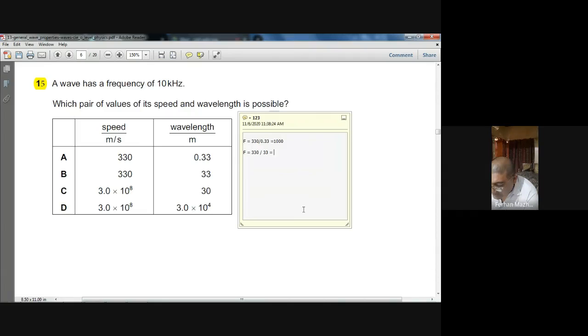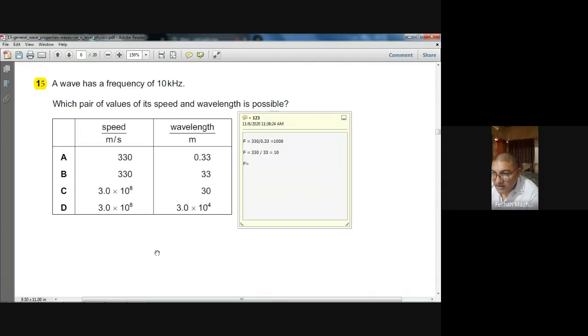330 divided by 33 and the answer is 10. So that's not the right option. The third option, F is equal to speed divided by the wavelength. So it will be 3 point. Let me do this on the calculator.